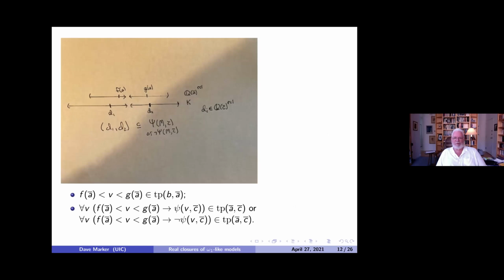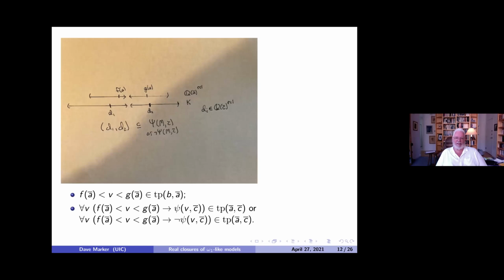And here's my high-tech picture. On the top line, I've drawn the real closure of Q adjoin ā. So my type is over there and it corresponds to this cut. On the bottom, I've drawn the field K. My type still corresponds to the same cut over K. And I want to look at the formula ψ with parameter c̄. Because I'm in a real closed field, this is just a finite union of points and intervals.